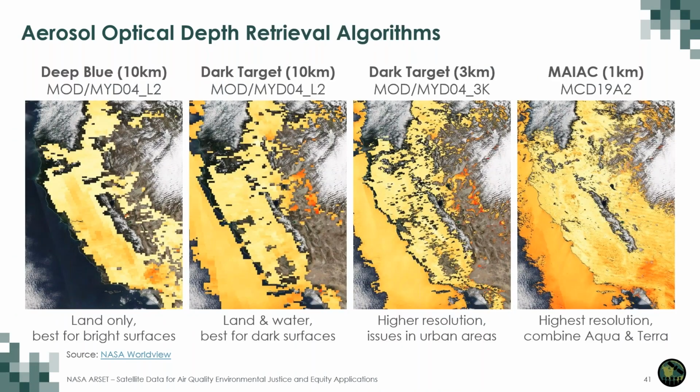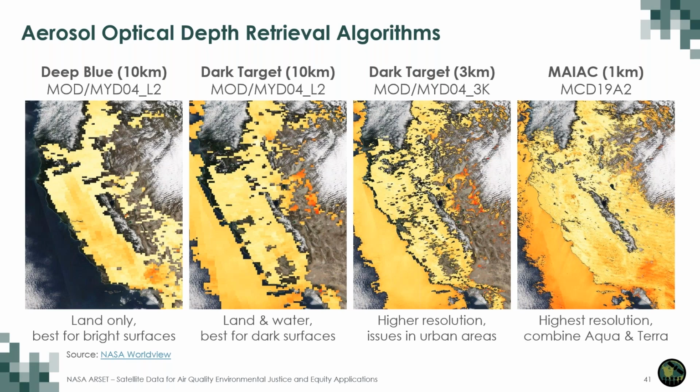Here's a side-by-side comparison of different aerosol optical depth retrieval algorithms applied to MODIS data. On the left is the deep blue algorithm. This is applicable for land surfaces only and typically works best for bright surfaces like deserts. The spatial resolution of that product is about 10 kilometers. The dark target algorithm provides AOD for both land and ocean surfaces, and as you might guess from the name, it gives better performance over darker surfaces like vegetated areas. There are both 10-kilometer and 3-kilometer versions of this algorithm, although the higher resolution version has some known issues with more reflective surfaces, especially in urban areas.